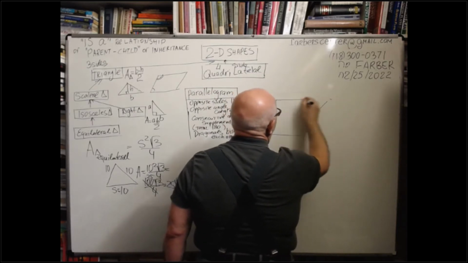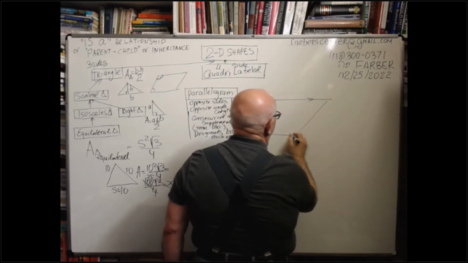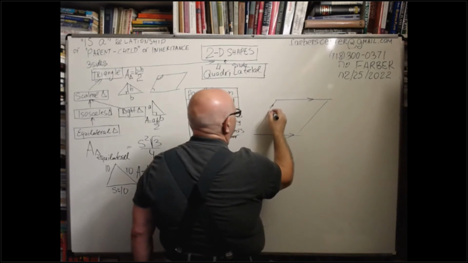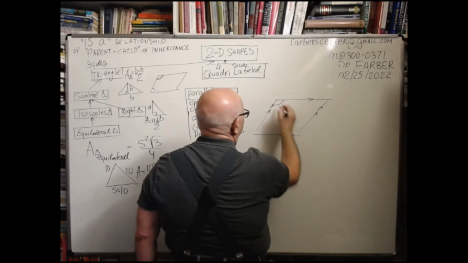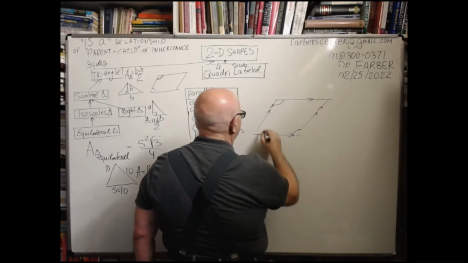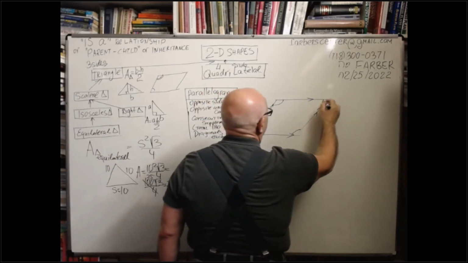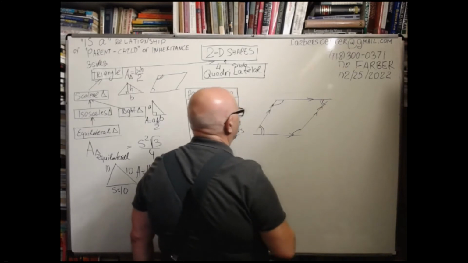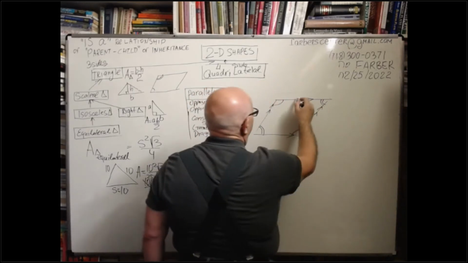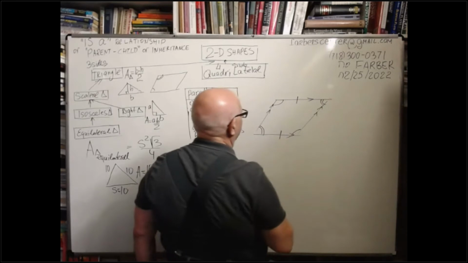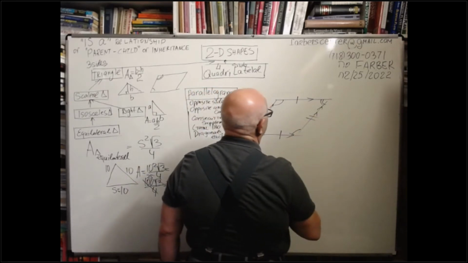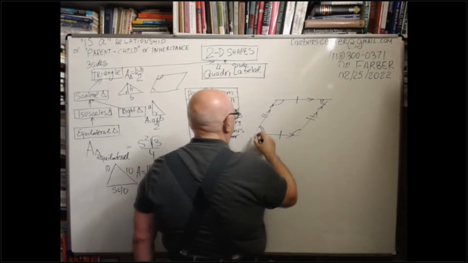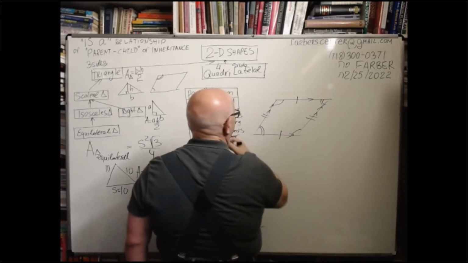So this side and this side are parallel. This side and this side are parallel. This angle equals this angle, and this angle and this angle equal each other. This side and this side are equal to each other. This side and this side are equal to each other. I don't have too much room. I just explain the basic properties.